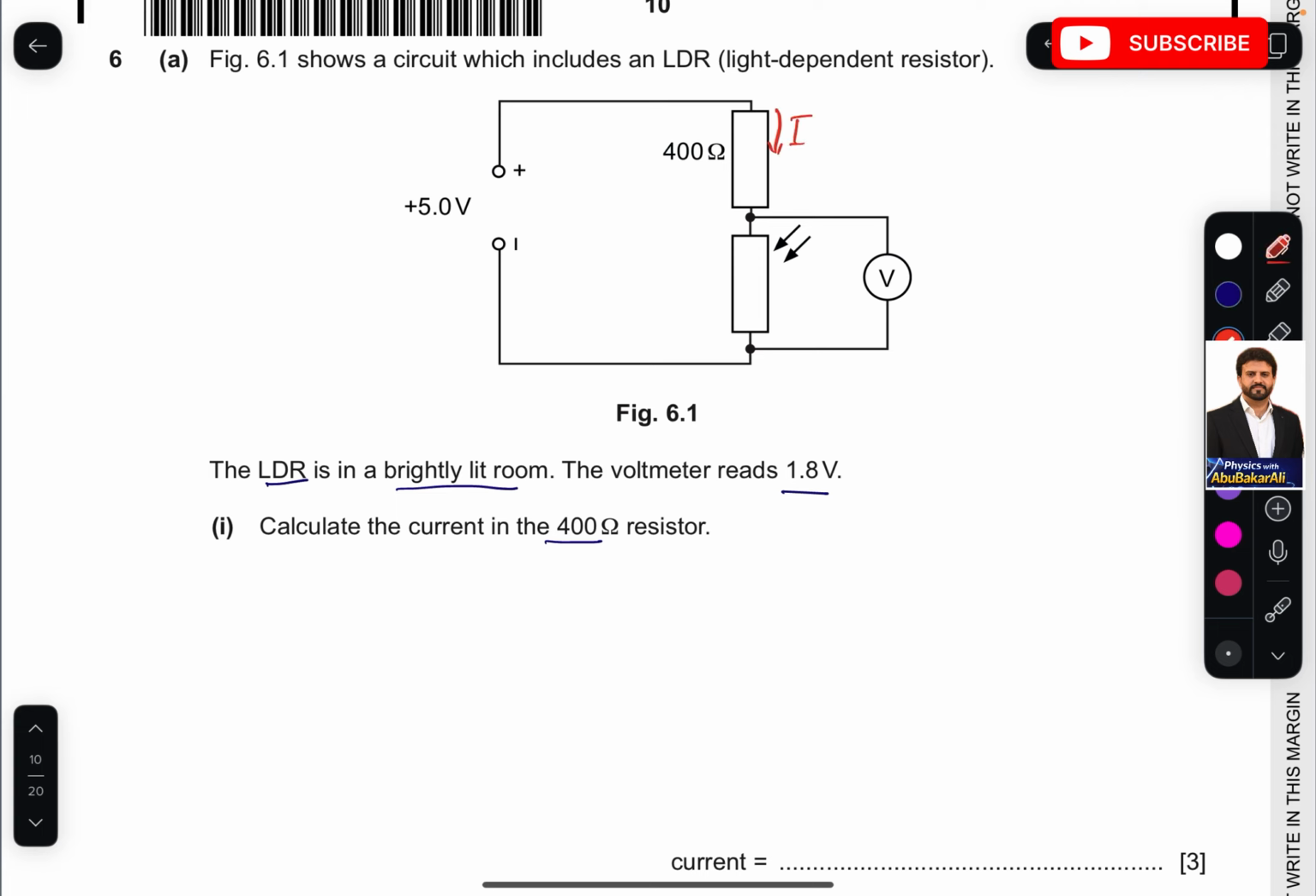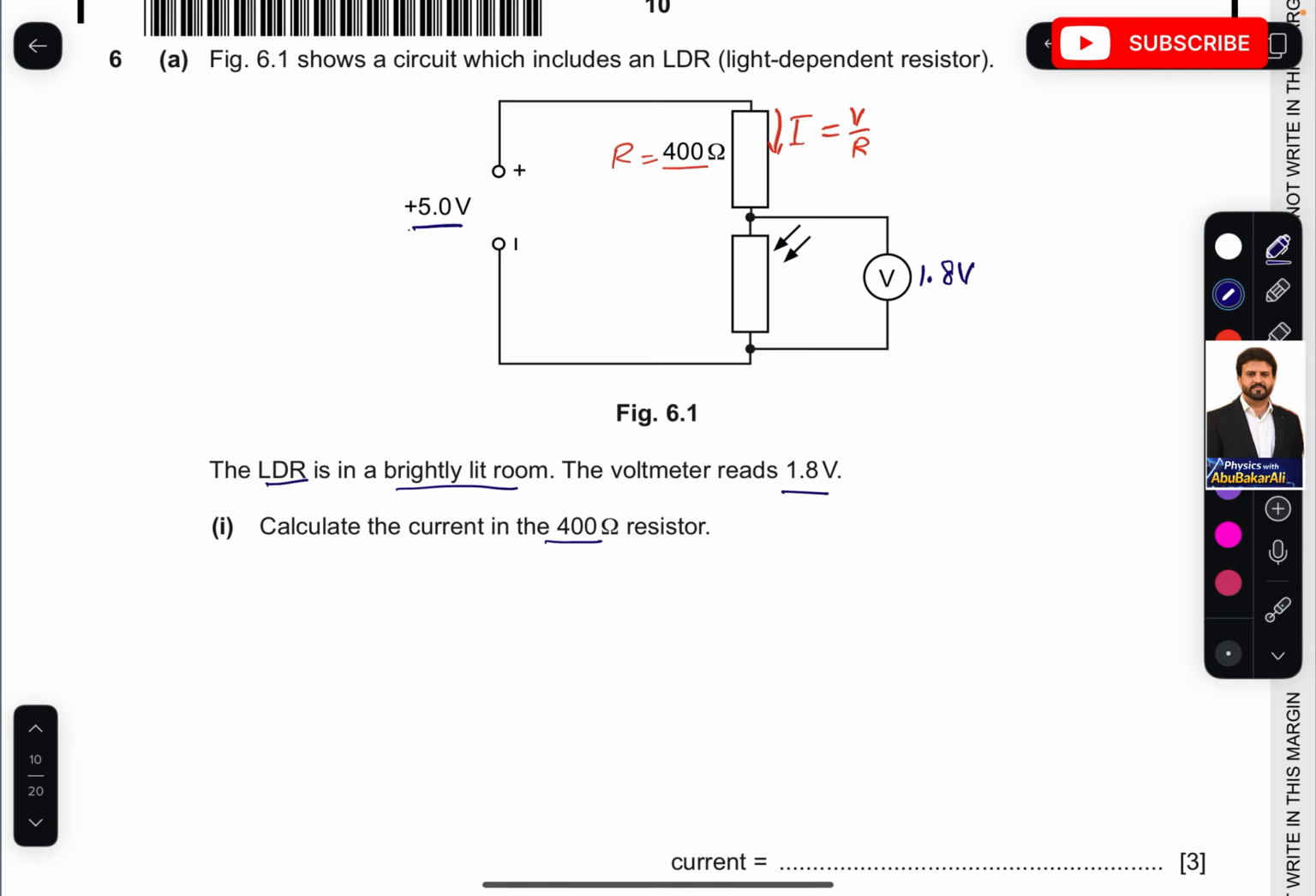Okay, so current will be same in the whole circuit. If I have to find current, I know the relation I is equal to V over R. R I already know, that is 400. I need the voltage. Okay, so what I know here the voltage is 1.84, and total voltage is 5.